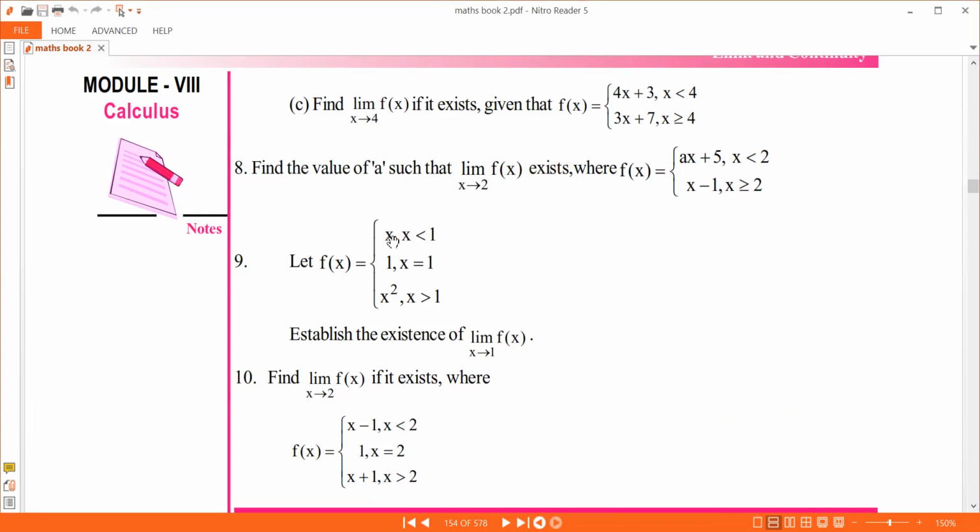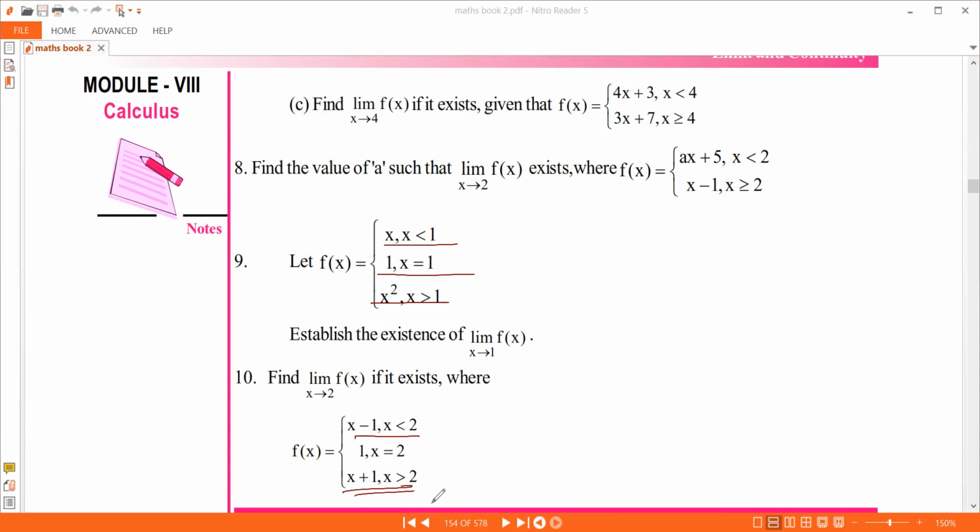See, what you have to do: LHL and RHL you have to find. At x equal to 1, you will get 1. So all the three values you have to get the same. Okay, now go to the next one. It's also the same. When x is less than 2, that is 1, and x is greater than 2, this limit does not exist. You see, LHL is not equal to RHL. So the limit does not exist.